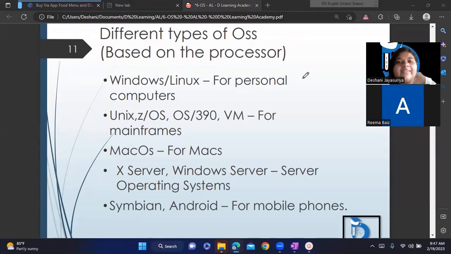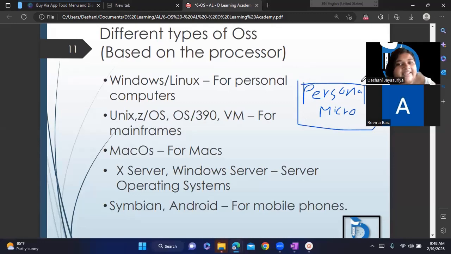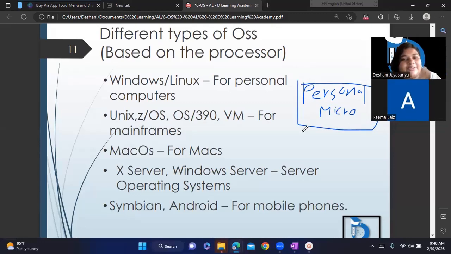What are the types you have? Personal, mainframe, supercomputers. For personal, there's another name, which is microcomputers. So remember that personal computers can be taken as micro devices. These are the things you have to note. Micro devices, this is the same thing. And when it comes to mainframes, these are all server kind of computers where you can do a lot of things.